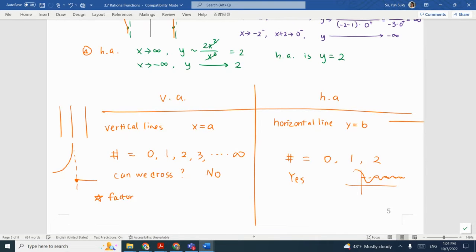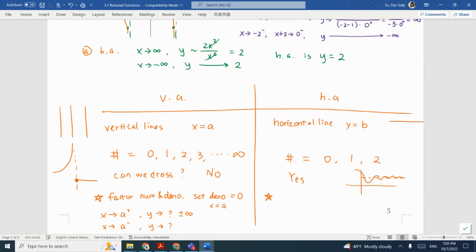We factor the numerator and denominator. And then we set the denominator equal to 0. Let's say we solve for x and we get x equals a number. Then you have to check when x goes to a from the right, what happens with the y? Do we get plus infinity or minus infinity? And when x goes to a from the left, what happens to the y? Would that go to infinity or minus infinity? So this is how we find vertical asymptotes.